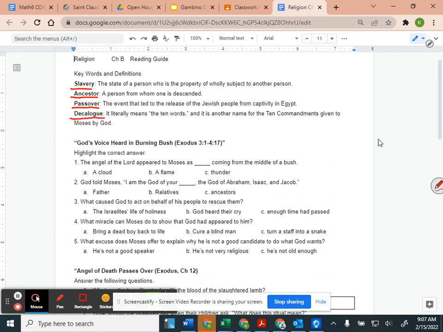Decalogue. Deca in Latin means 10. So it literally means 10 words. That log is words in Latin. So decalogue means the 10 words. Think about the big 10 that we know of from the Bible, the 10 commandments. So the Decalogue is another name for the 10 commandments given to Moses by God. So Decalogue, 10 words, those 10 commandments.